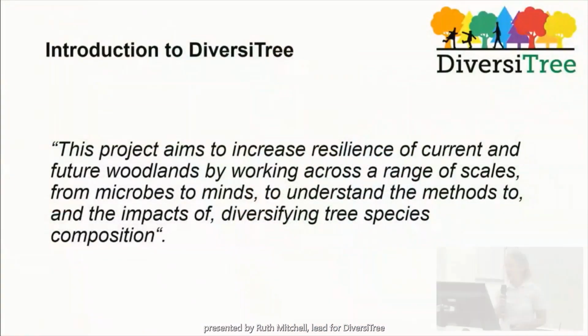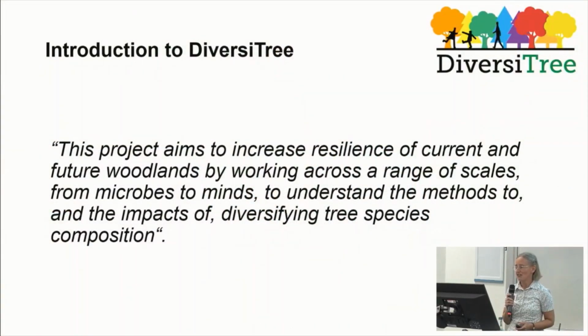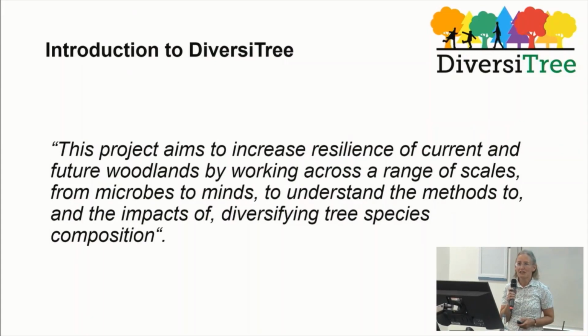So the overall aim of DiversiTree is to increase the resilience of our current and future woodlands. And we're going to do this by seeing how increasing the diversity of tree species will enable an increase in resilience. You can see that we're going to work across a range of scales, and we've deliberately written from microbes to mines in there. And that's really to underline the fact that not only are we working at a range of biological scales, but we're including that really important human aspect as well.